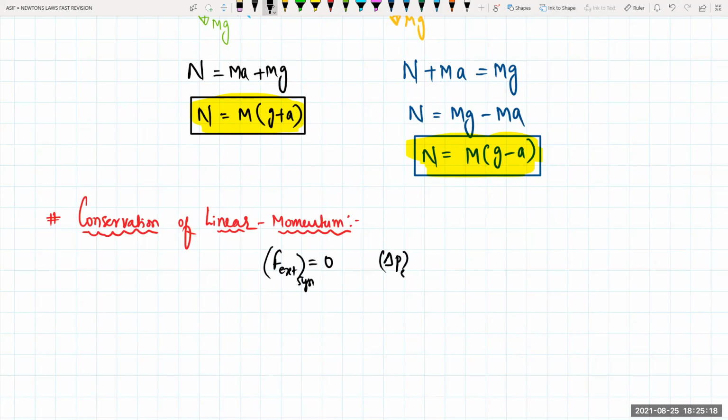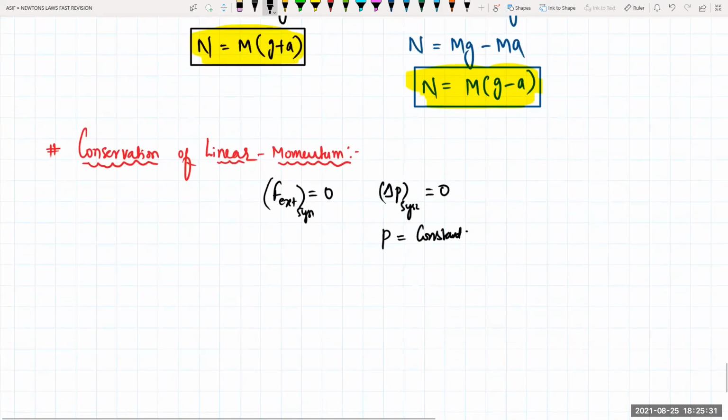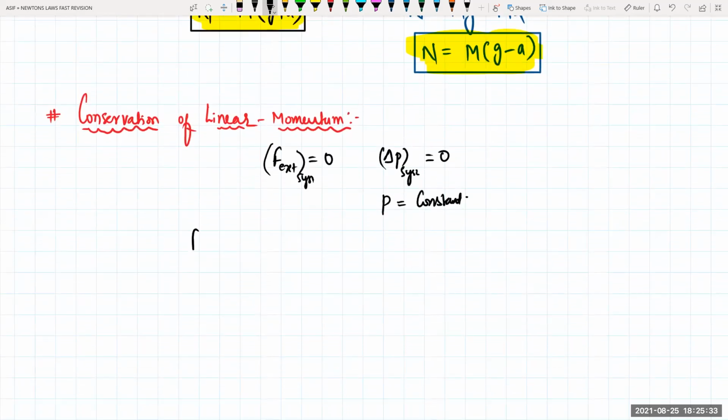Then the change in momentum of the system is 0. That means momentum is constant. Now, what we know about the momentum and force relation from Newton's second law: F is equal to dp by dt. If external force is 0, then dp by dt is also 0.